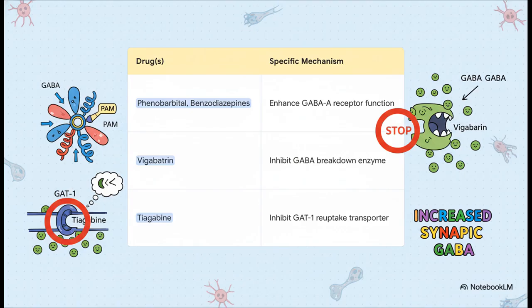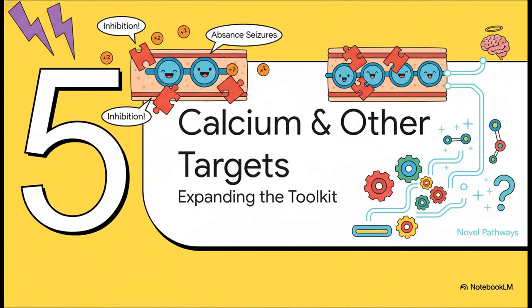The second strategy is to stop GABA from being destroyed. Vigabatrin does this. It permanently shuts down the enzyme GABA transaminase, so the GABA that's already there sticks around for longer. And the third tactic? Block the cleanup crew. That's what tiagabine does. It clogs up that GAT1 transporter so GABA can't be removed from the synapses quickly, letting it keep doing its inhibitory job.